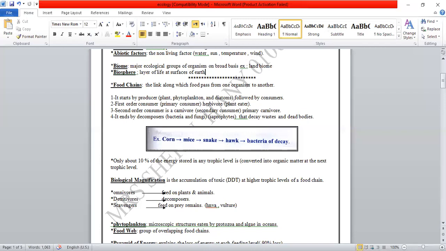تمام. دايما الفود تشين ends by decomposers اللي هي البكتيريا والفنجاي. they are called saprophytes. What's meant by saprophytes? Saprophytes هم living creatures that feed on and decay dead organisms. دول السابروفايتس او الديكومبوزرز.